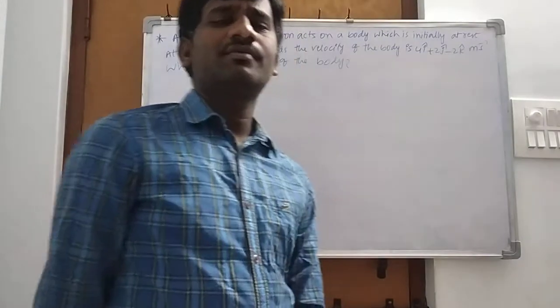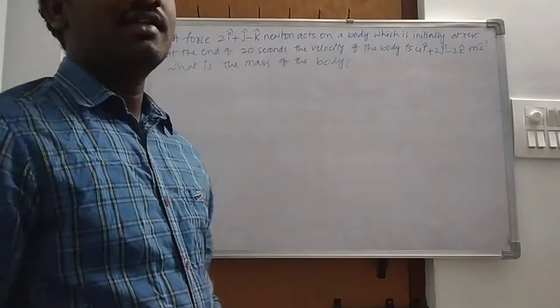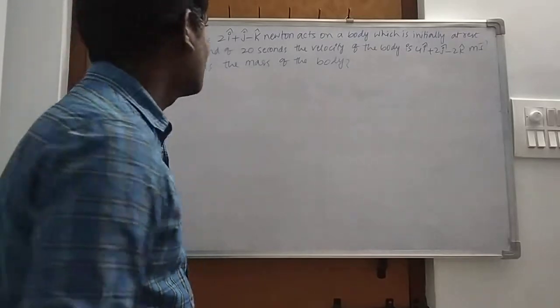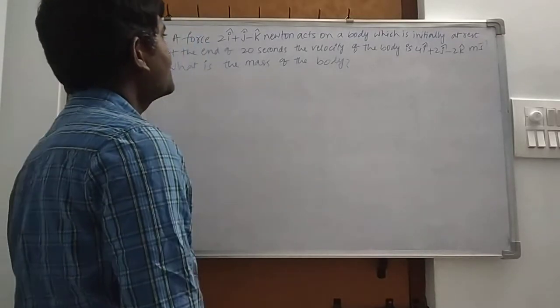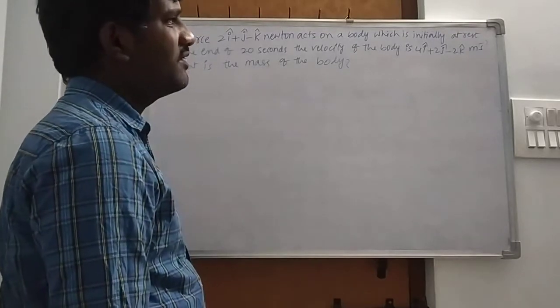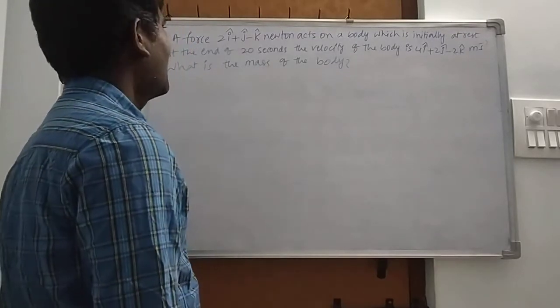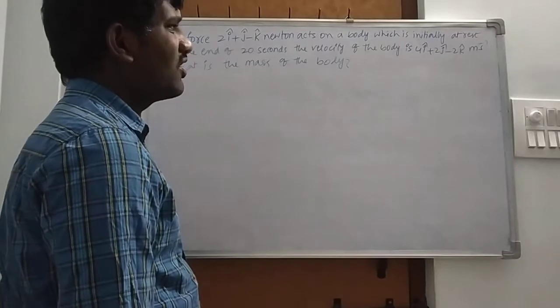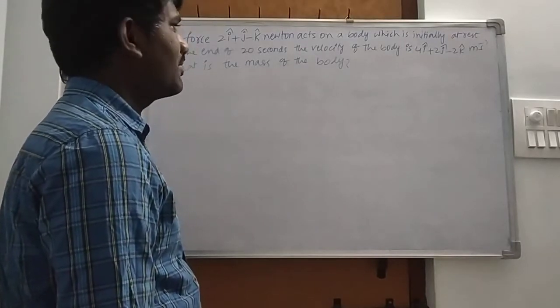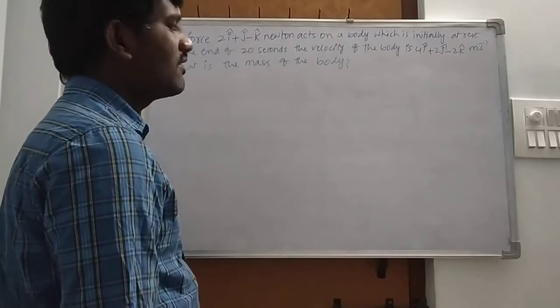Good morning, students. Today, let us start problems in motion in a plane. A force 2i plus j minus k Newton acts on a body which is initially at rest. At the end of 20 seconds, the velocity of the body is 4i plus 2j minus 2k meter per second. What is the mass of the body?